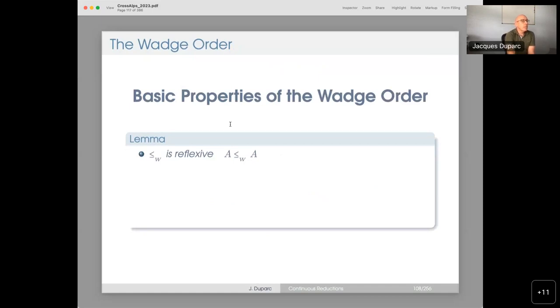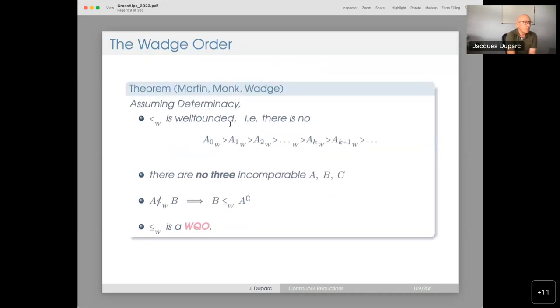So this relation is reflexive, essentially because the identity is a continuous function. It's transitive because when you compose two continuous functions, you get a continuous function. But with determinacy, you get much better. You get that it is a well quasi-ordering. So assuming determinacy, this was proved by Martin and Monk. There is no infinite descending sequence like this. And you cannot find three incomparable subsets of the Borel class, A, B, and C, right?